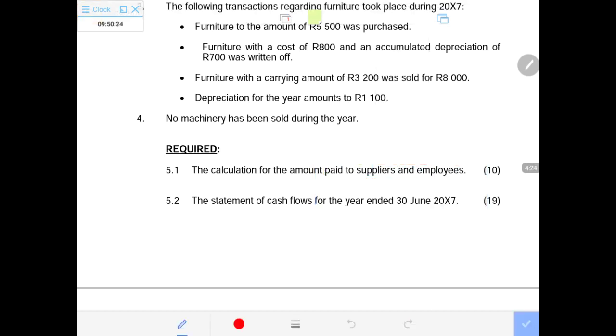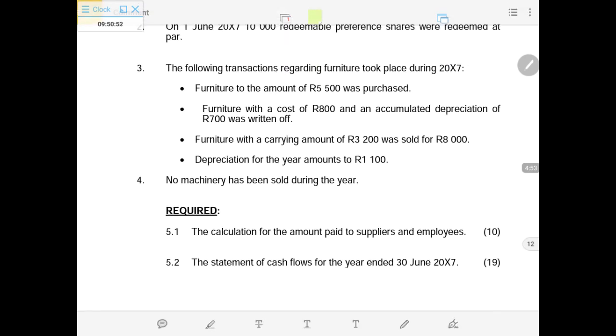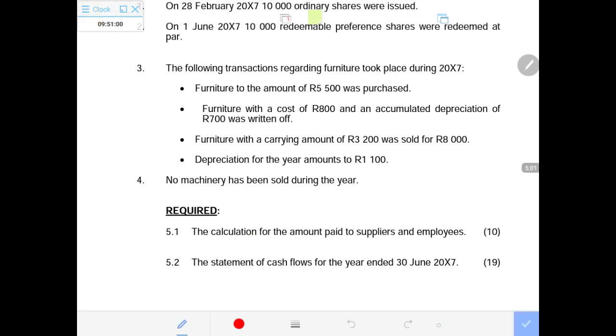The second part is the statement of cash flows for the year ended 30 June 2007. In this question, we are not required to do the reconciliation note first. In the next question, my intention is to do the reconciliation note and the cash flow, because there are other dynamics I want to explain to students with regard to understanding what the reconciliation of cash generated from operations means, so that we understand how to record in it.